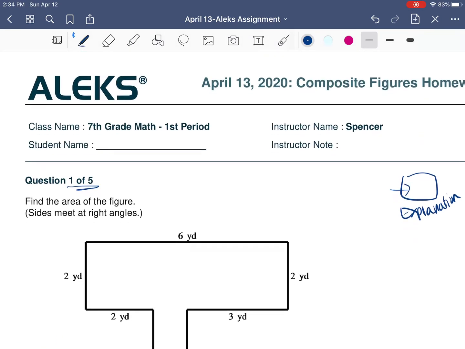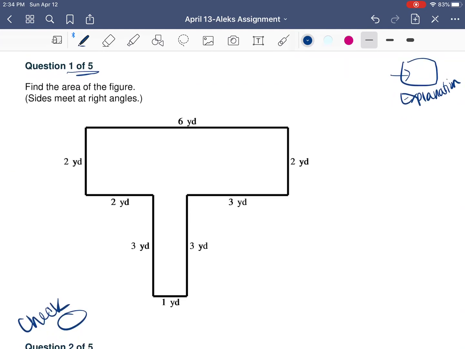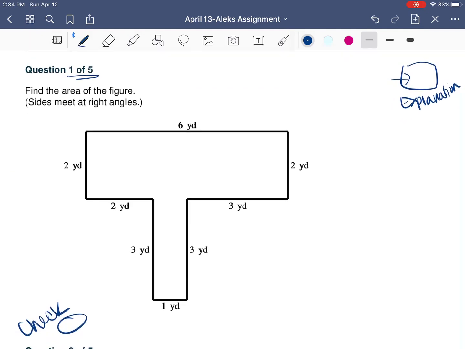So these are all finding composite figures. Composite figures is when you put more than one shape together and you have to find the area. But remember, the area is the length times the width. And so we need to remember that. But in composite figures, we're taking more than one figure and finding out the area for them.